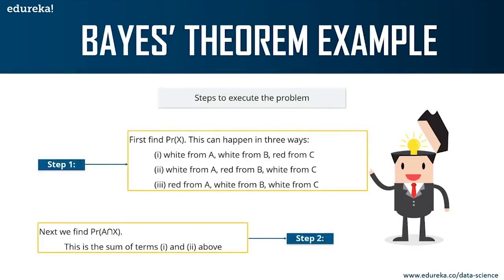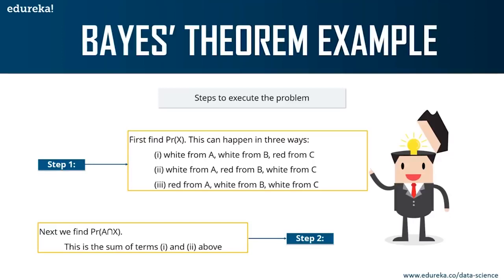So how do you find the probability of X? You can do this in 3 ways. X represents the event of picking exactly 2 blue balls, right? So these are the 3 ways in which it is possible. You pick 1 blue ball from bag A and 1 from bag B. In the second case, you pick 1 from A and another blue ball from C. In the third case, you pick a blue ball from bag B and a blue ball from bag C. You need to find the probability of each of these.